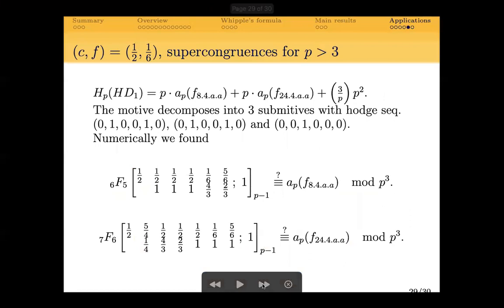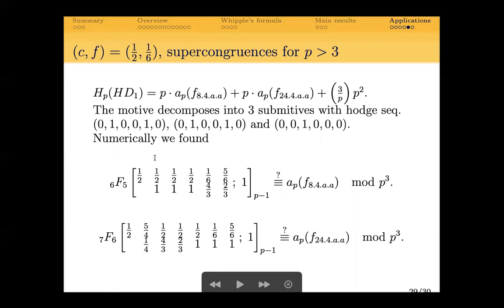And for the other case I want to mention, the second case I highlighted, it's 1/2 and 1/6. The 5-dimensional Galois representation has a decomposition. The first piece, the major term with a p here, turns out to be more or less the same weight as the second term. Both of them correspond to weight 4 modular forms, one of level 8 and one of level 24. And the corresponding hypergeometric motif decomposes into 3 pieces accordingly, and they will behave the same.